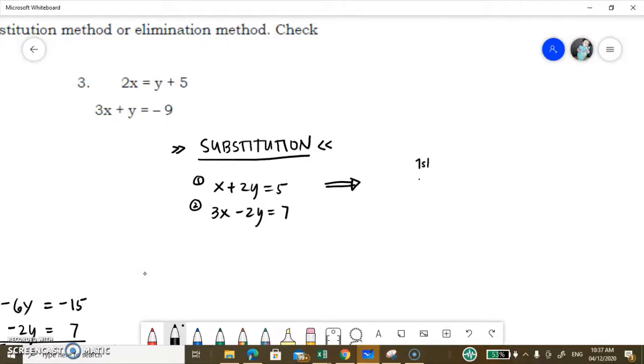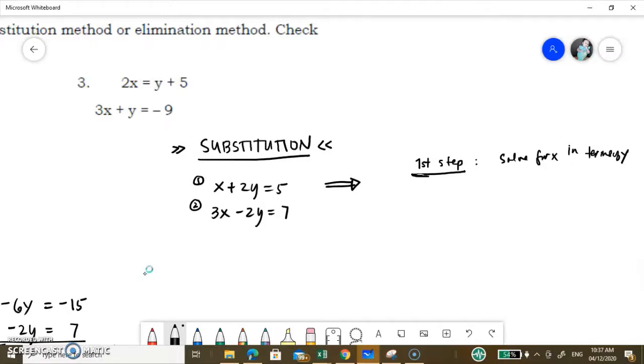Okay, so this would be our first step. Step 1, solve for x in terms of y. Why do we say in terms of y? Because we can't find the true value of x here yet. Okay? What we can find is its value, but it still has the variable y.